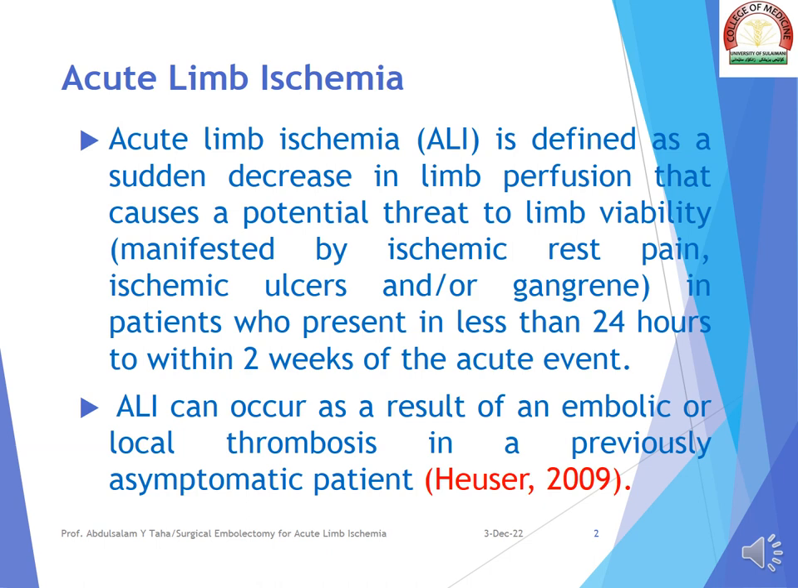Limb ischemia is defined as a sudden decrease in limb perfusion that causes a potential threat to limb viability, manifested by ischemic rest pain, ischemic ulcers, and/or gangrene in patients who present in less than 24 hours or up to within 2 weeks of the acute event. Acute limb ischemia can occur as a result of an embolic or local thrombosis in a previously asymptomatic patient.